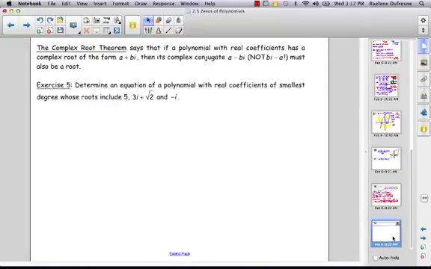The last example is the complex root theorem, which says that if a polynomial has real coefficients and the complex root of the form a plus bi is given, then we automatically must have the complex conjugate a minus bi to be a root. The reason is when we multiply these 2 complex conjugates, we get a real number.